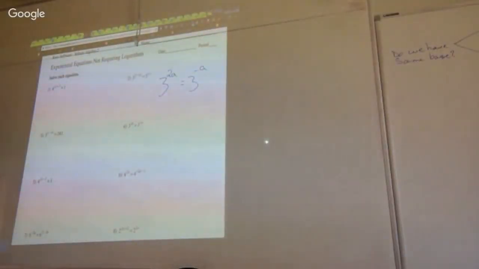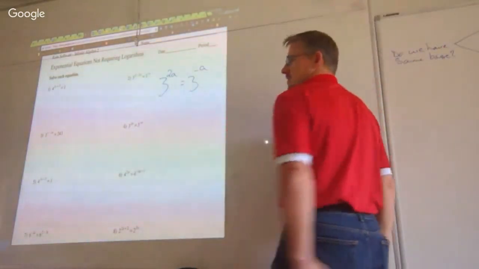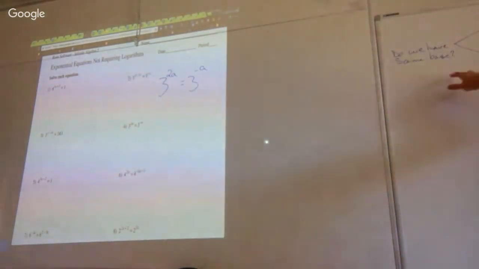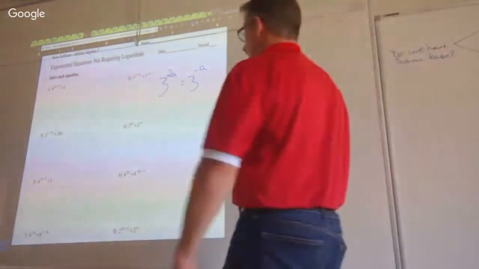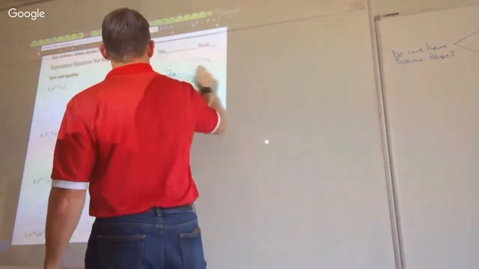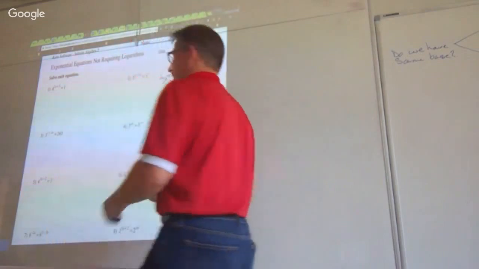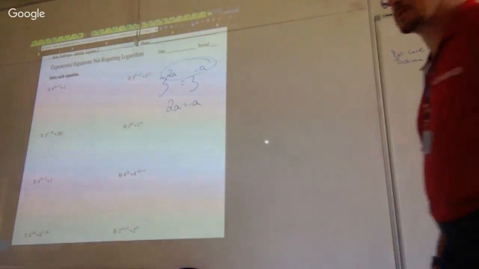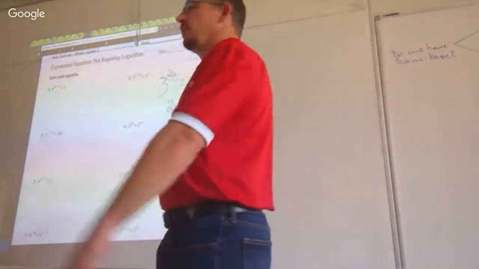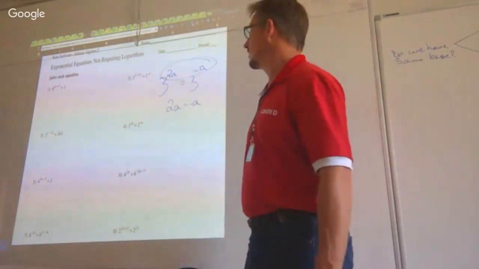So in this case, our first question: do we have the same base? Yes. So our diagram tells us that if we have the same base, we set the exponents equal, so I set 2a equal to negative a. And we solve this. Now we're not done. We're not dealing with exponentials anymore. We're back in our last unit, solving simple equations, 2a and negative a.